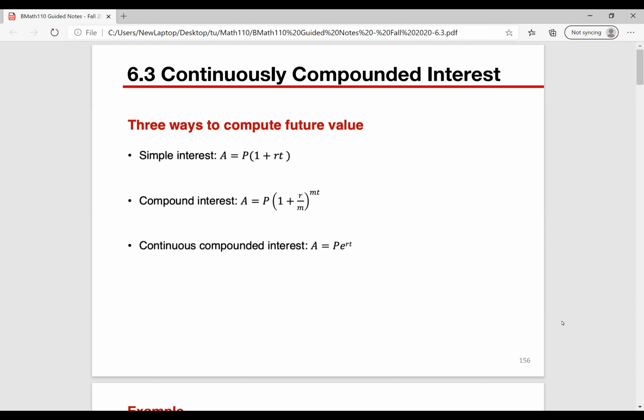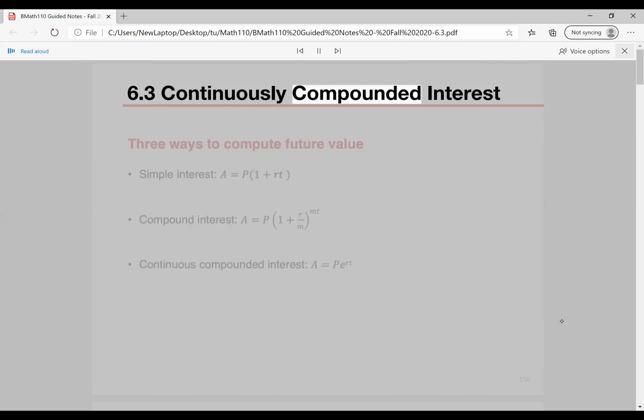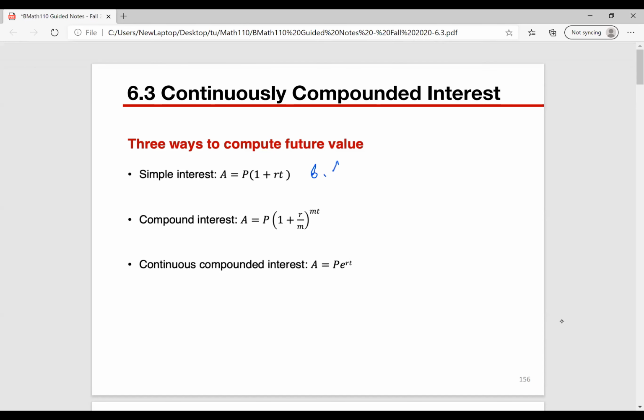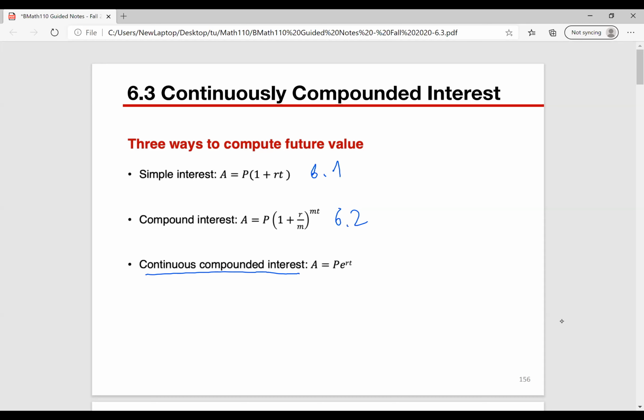So we have finished simple interest and compound interest in the previous sections, 6.1 and 6.2. So today we're going to talk about continuous compound interest. The key word in here is continuous compound. Right, so it's a little bit different from compound interest.